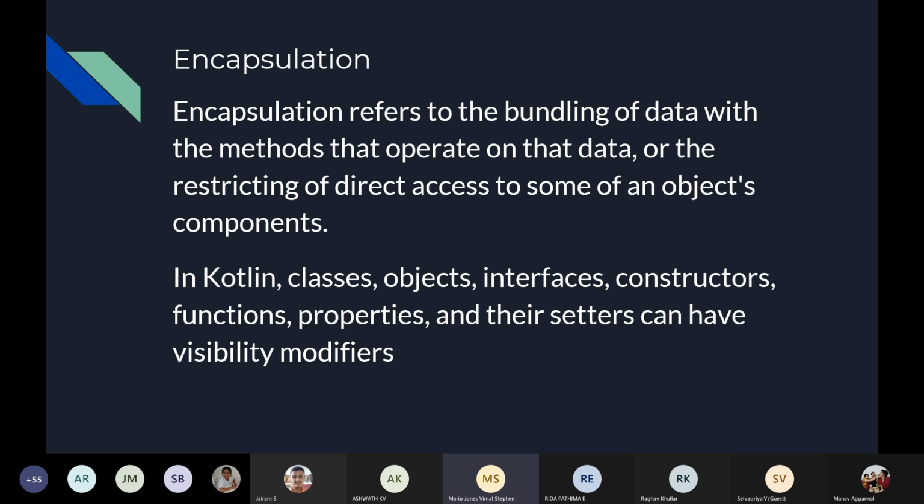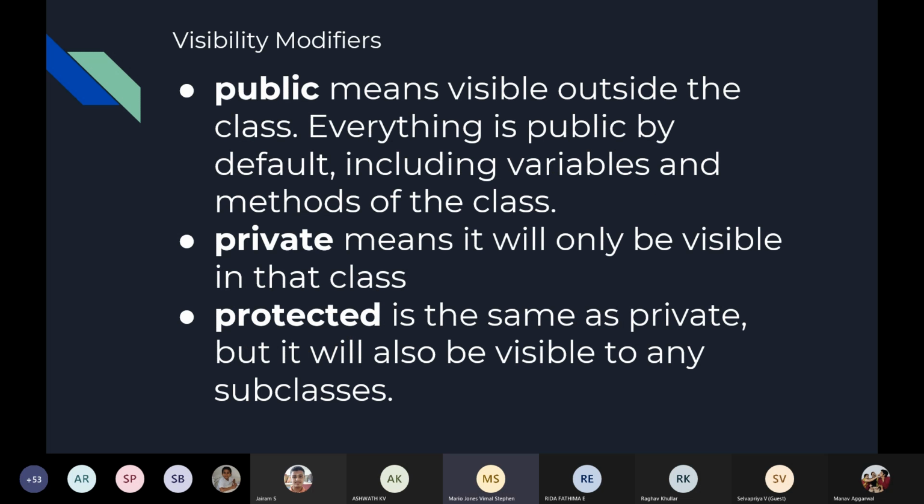So encapsulation introduces a very important concept of visibility modifiers. So in Kotlin, classes, objects, interfaces, constructors, functions, properties, their setters and all, everything can have visibility modifiers. Let's look at what visibility modifiers are. So there are three main visibility modifiers. They are public, private, and protected.